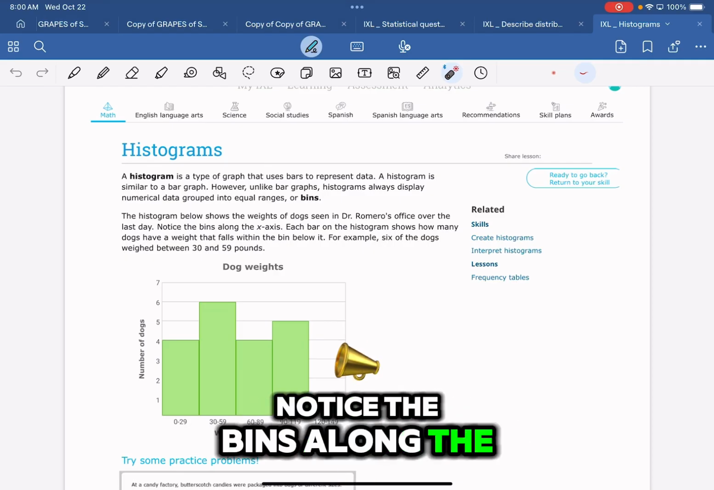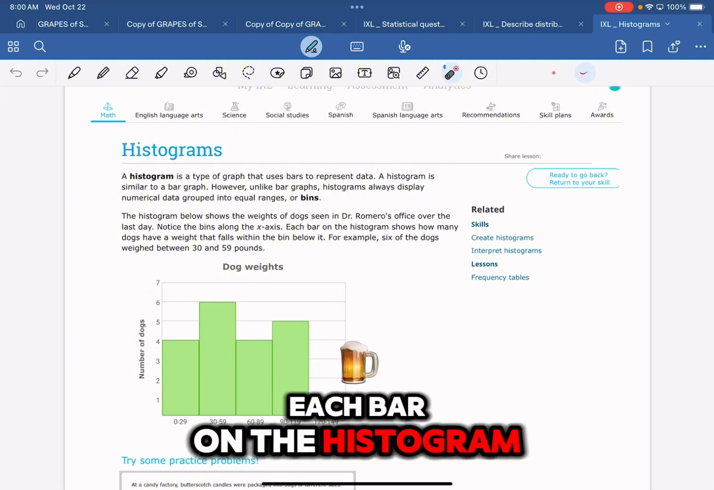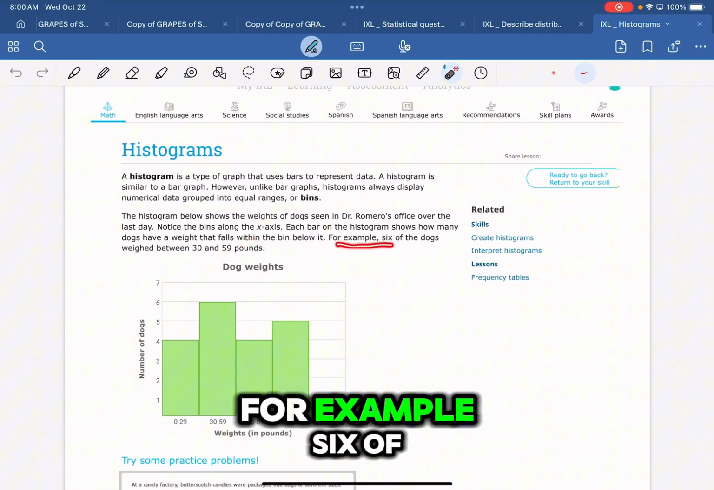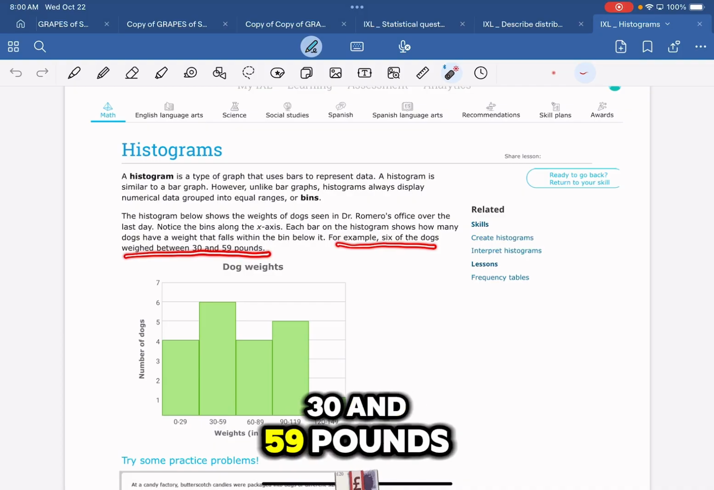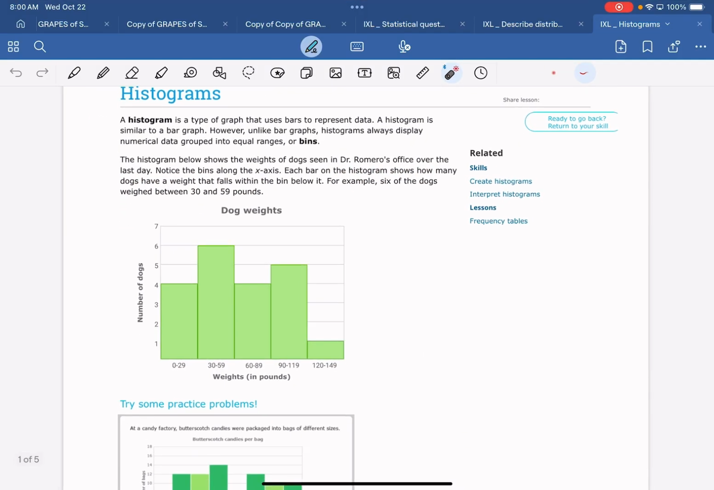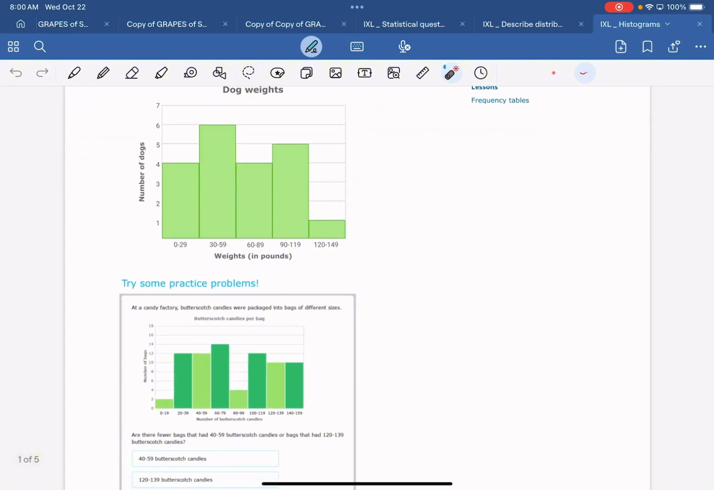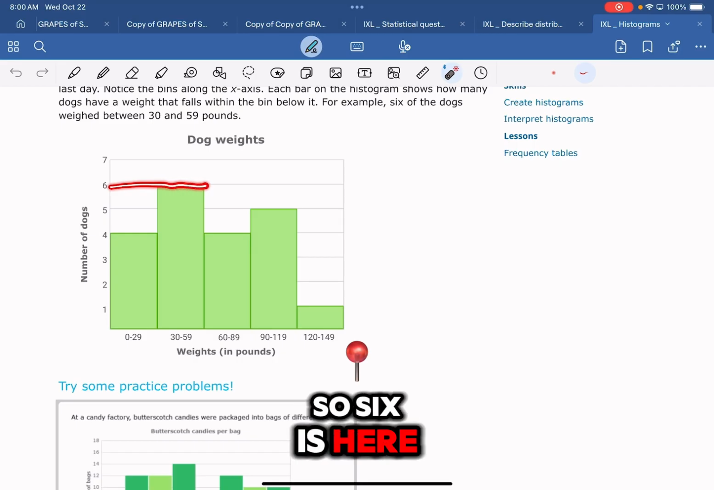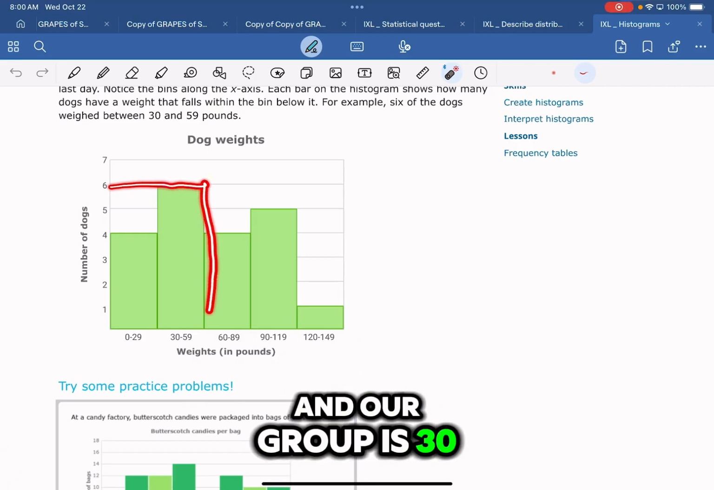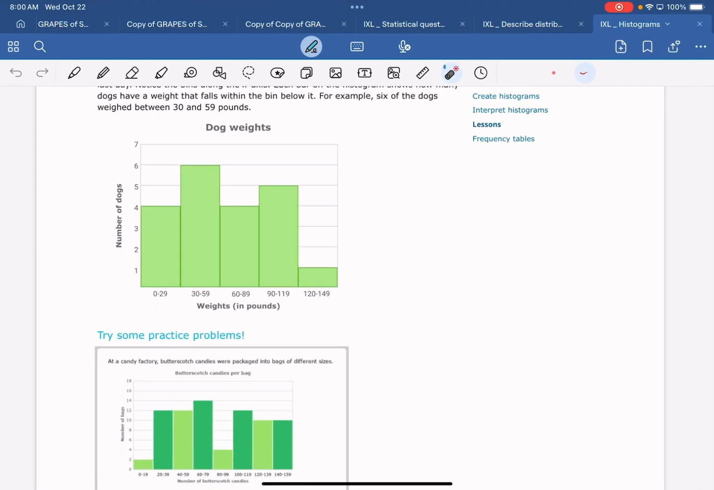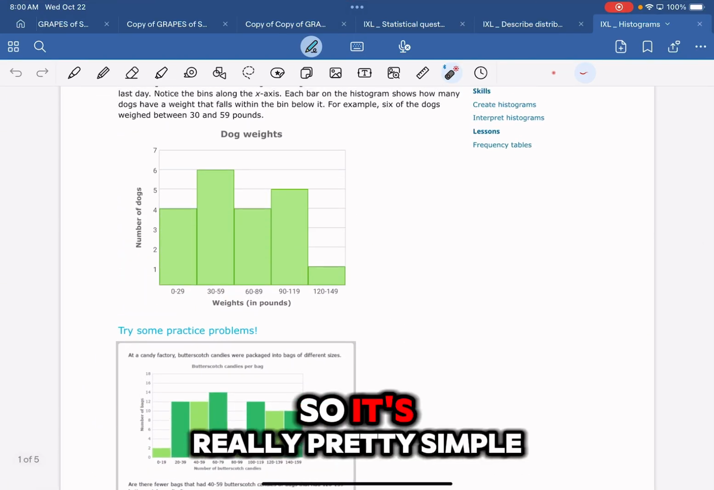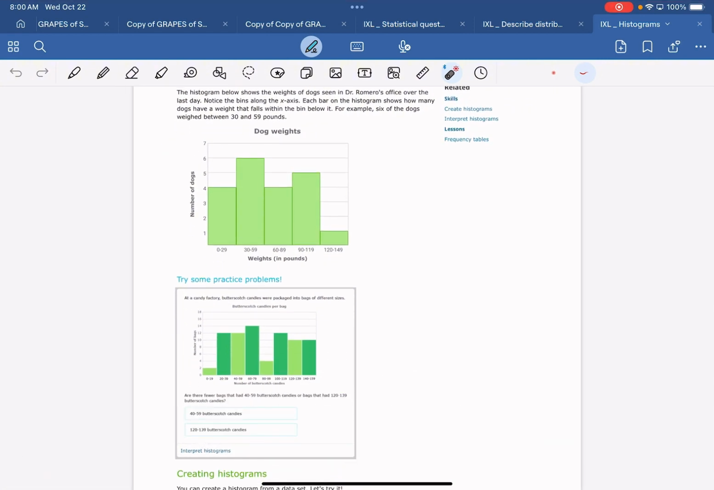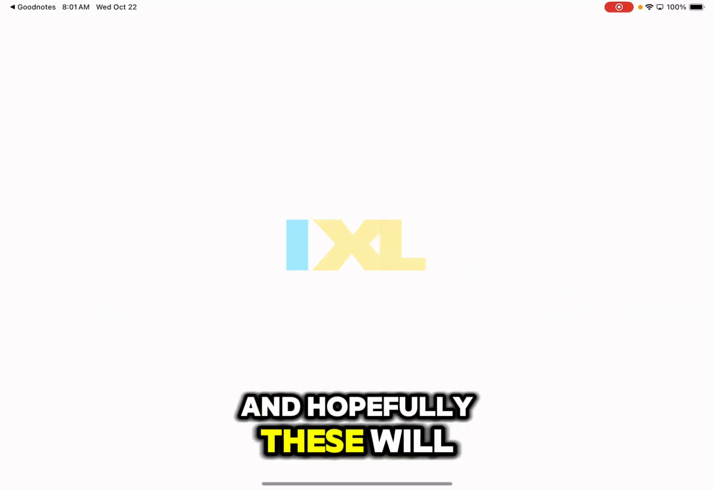Notice the bins along the x-axis. Each bar on the histogram shows how many dogs have a weight that falls within the bin below it. For example, 6 of the dogs weighed between 30 and 59 pounds. So 6 is here, and our group is 30 to 59. So it's really pretty simple. We're going to try some practice problems, and hopefully these will help you.